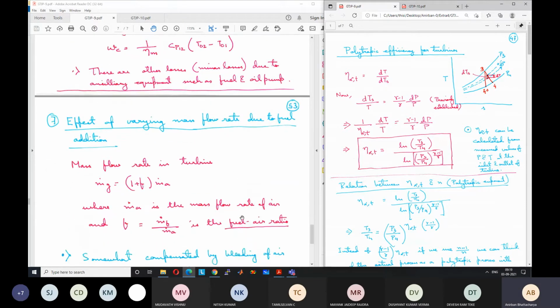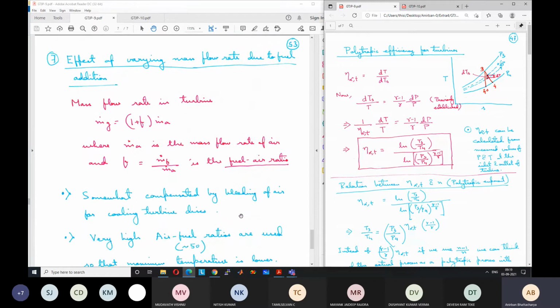So the next variation from the ideal cycle. So, any questions?